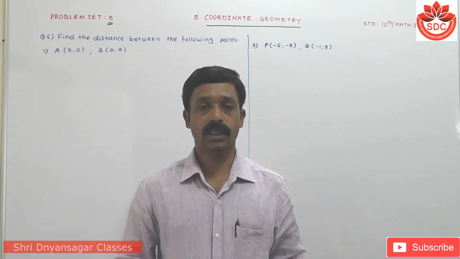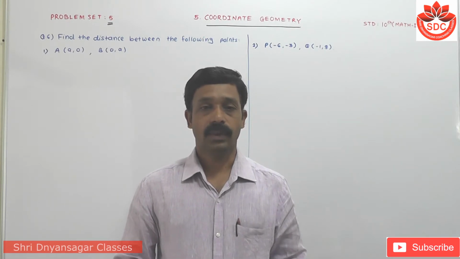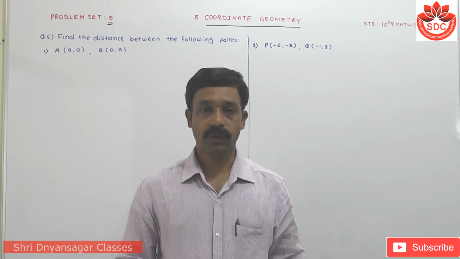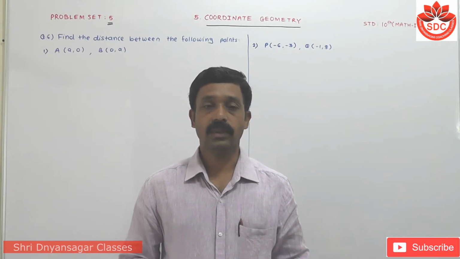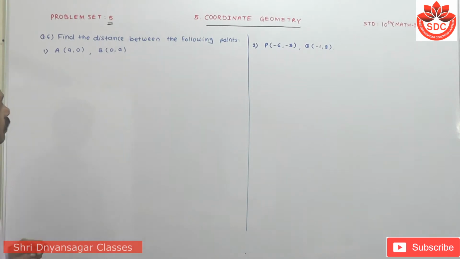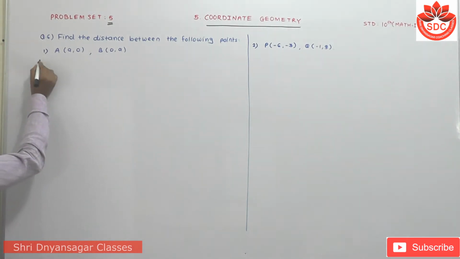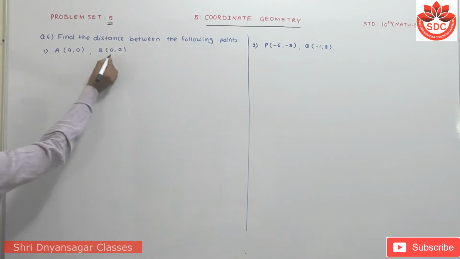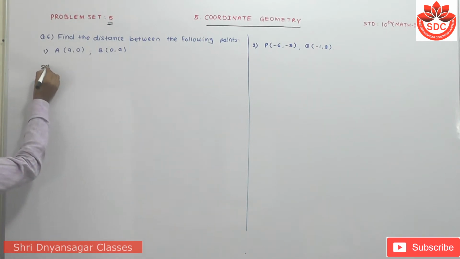Students, today we discuss the next questions of Problem Set 5 of the chapter Coordinate Geometry, Mathematics Part 2, 10th standard. The next question, number 6, is: find the distance between the following points. It is a simple one. Its solution: the first one is A(a, 0) and B(0, a).